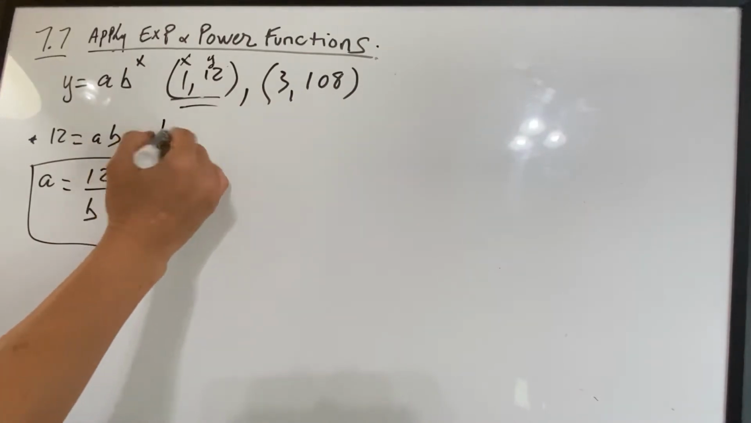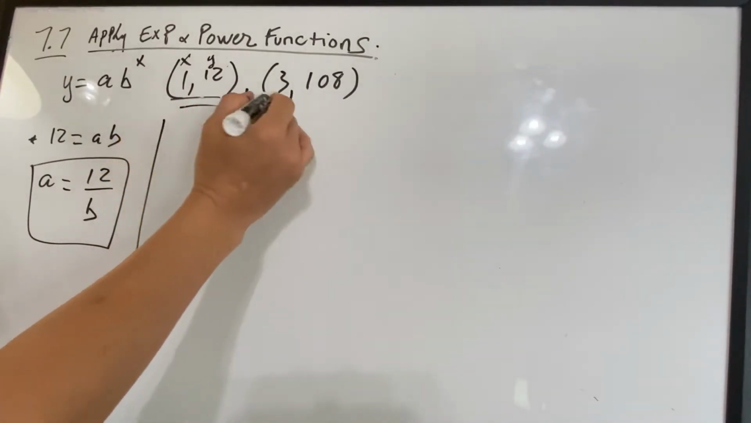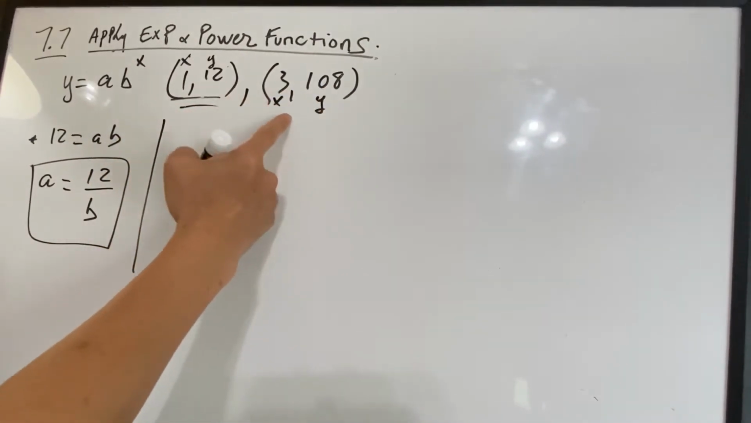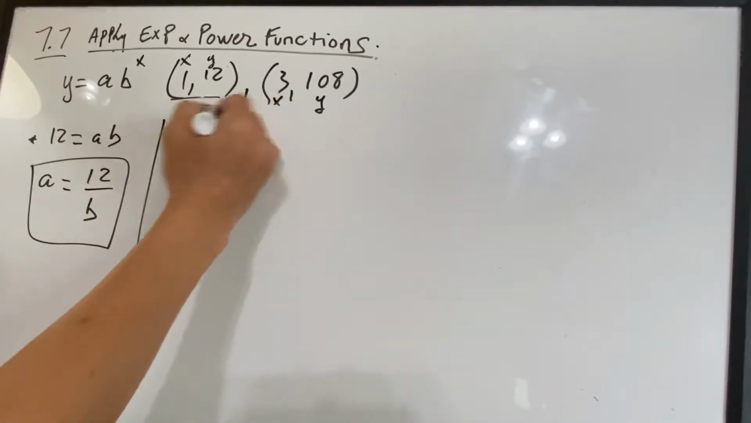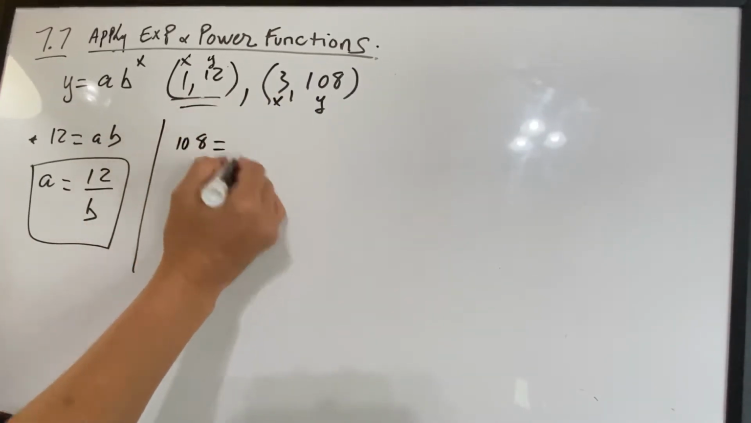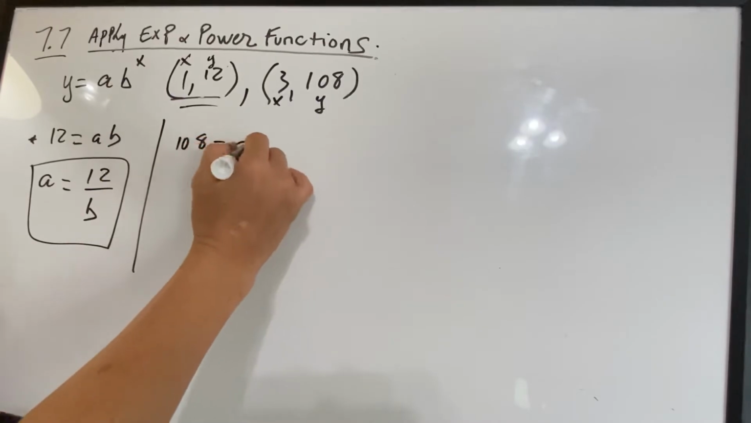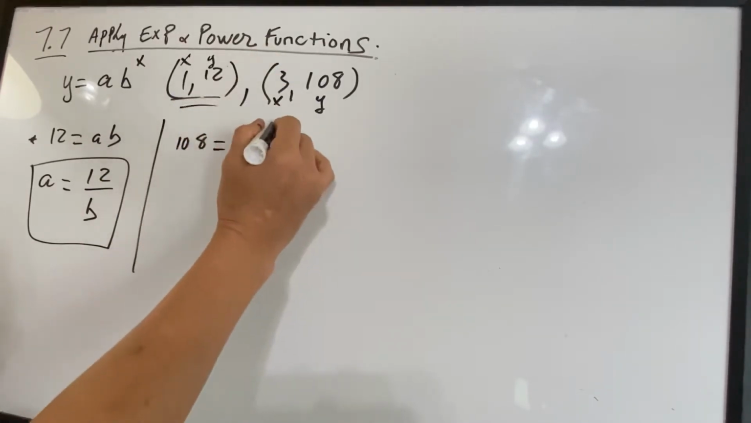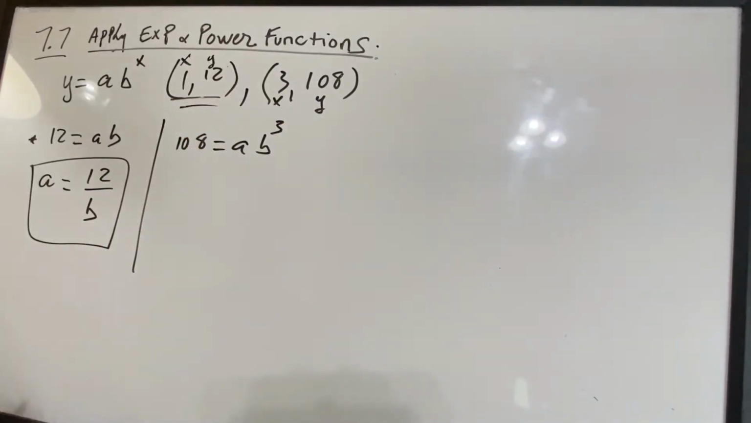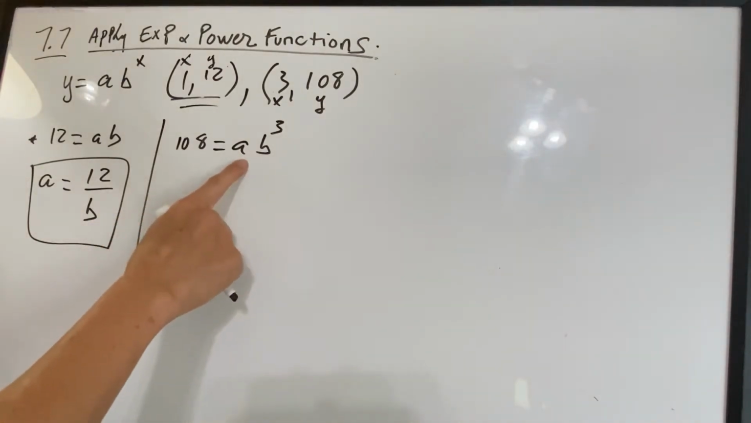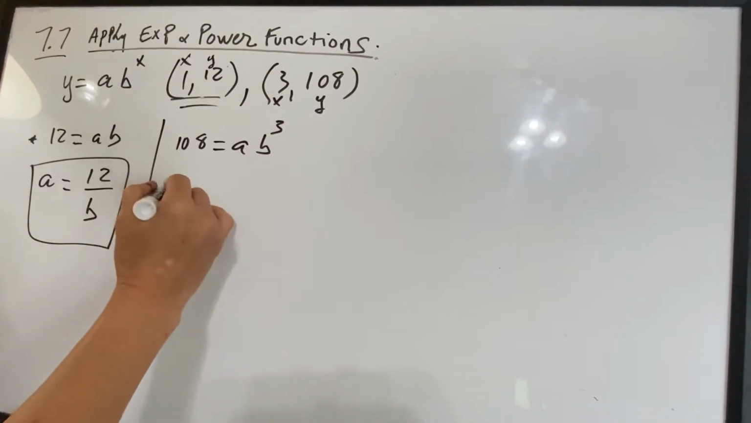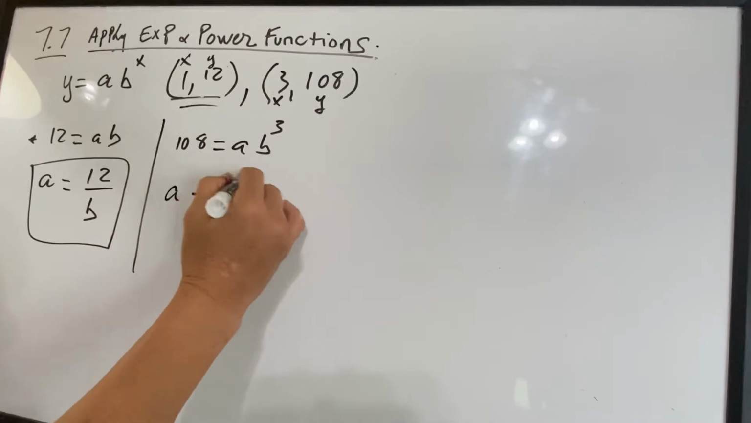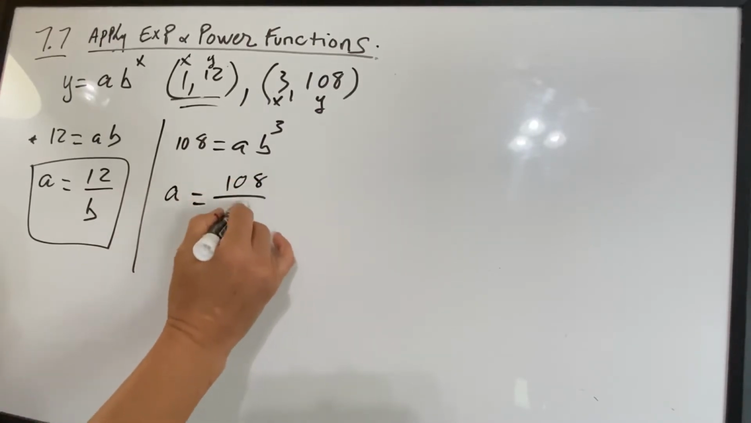Okay, so let's use the second point. This is your x and this is your y. Plug this in. What do you get? You will now have 108 equals a times b, and the exponent is 3. There we go. Now I simply rewrite this, solving for a: a equals 108 over b to the third.